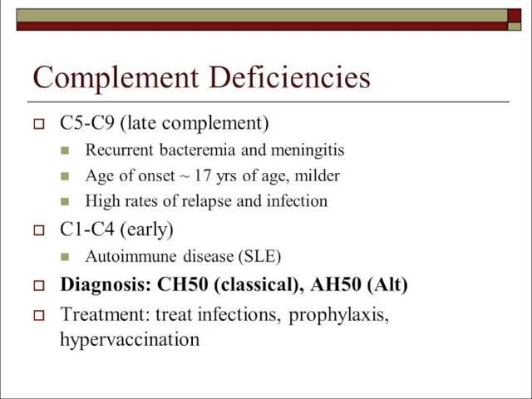And then the early complement cascade is more associated with autoimmune disease. So somebody presenting with any of these things, and you think, oh, I know this, this is a complement deficiency. So you just have to pick the right test to order. To diagnose, classical pathway is going to be CH50, and that's the one that they usually ask about with the Neisseria and the bacteremia. And for an alternative pathway, it is the AH50. This is a red blood cell test. And the treatment for these is obvious. You treat the infection, but you also just start prophylaxing, and there's a lot of literature on hypervaccination for these patients.